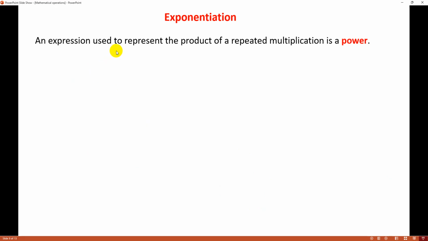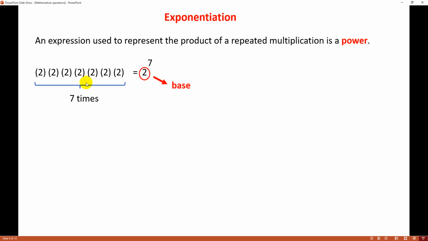An expression used to represent the product of a repeated multiplication is called a power. For example, 2 times 2 times 2 times 2 times 2 times 2 times 2. Remember, when we put numbers in parentheses together, we're multiplying them. Here we're multiplying that 2 7 times. So we express that like this, 2 to the power of 7, where 2 is the base, the number that repeats, and 7 indicates how many times it repeats in the multiplication. That's called the exponent. Now in this case the result is 128.